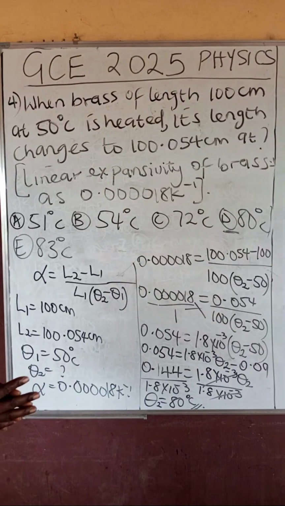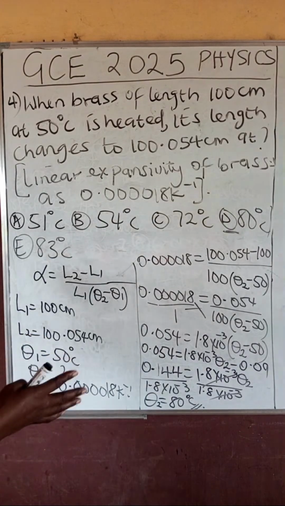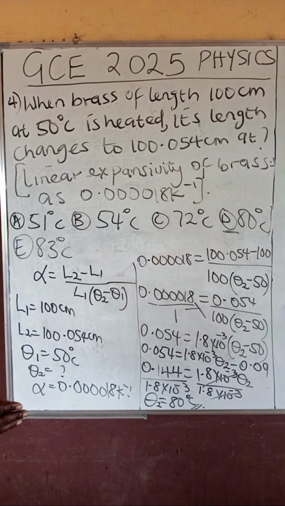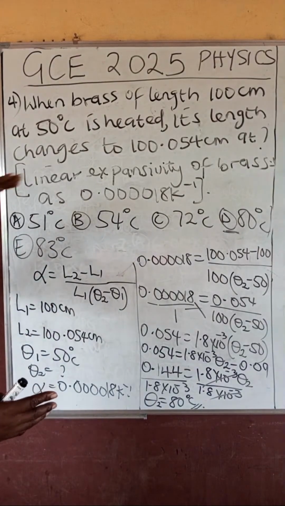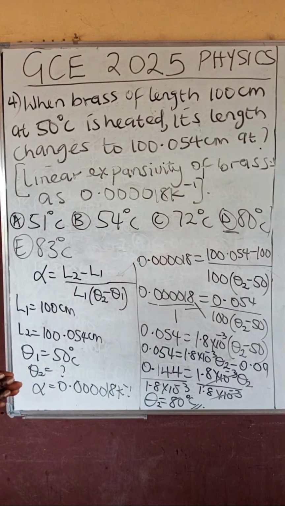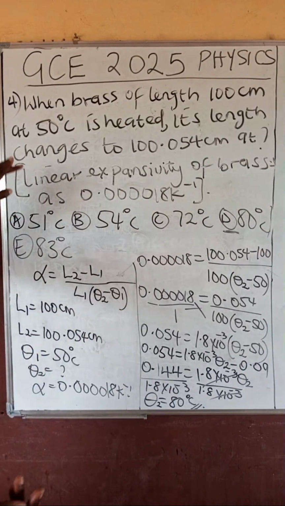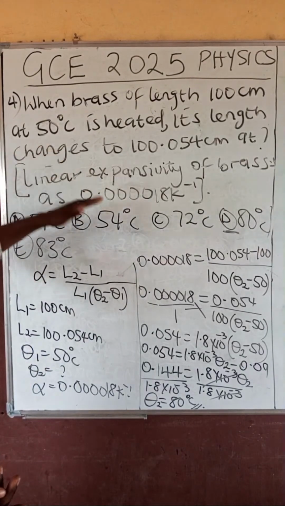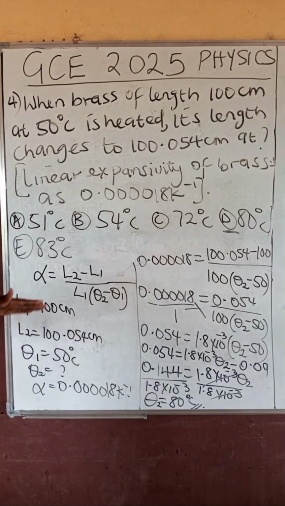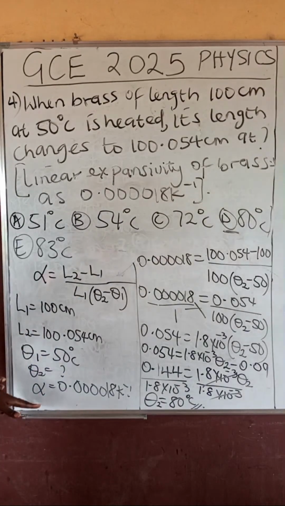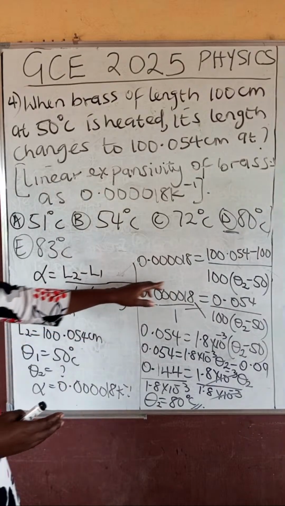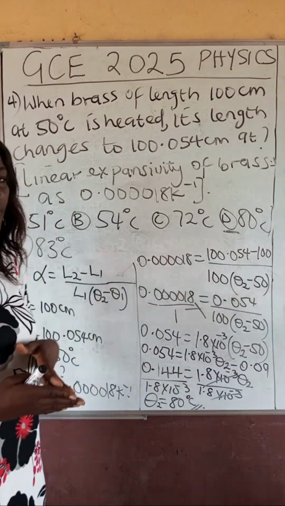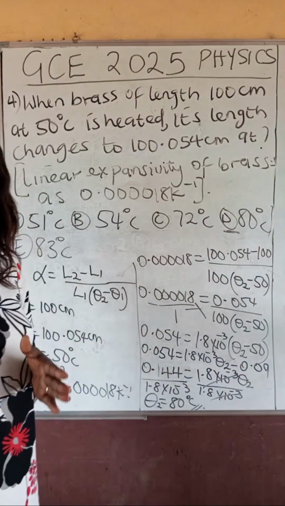So this is how you can solve problems on linear expansivity when you are looking for the new temperature. Is that clear? Alright, so let me do a recap. When a brass of length 100 centimeter at 50 degrees Celsius is heated, this length changes to 100.054 centimeters at dash. So I'm looking for the new or final temperature. Then we are given the linear expansivity of brass. The first thing is to set our formula, then set our parameters. This is what we're looking for, theta 2.